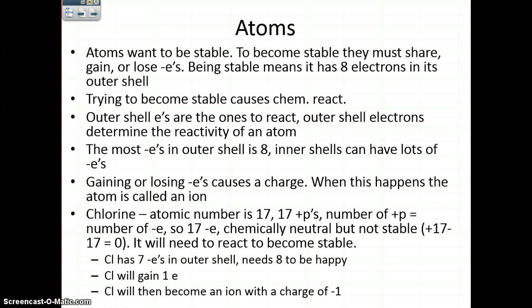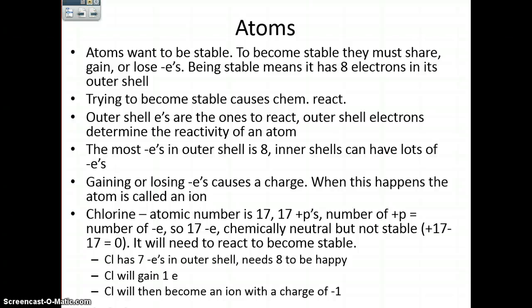Gaining or losing electrons will cause that atom to have a charge. When this happens, the atom is known as an ion. So an ion is an atom with a charge. Well, think about it. If you had an element, and let's say it had 7 protons and 7 electrons, so it's a positive 7, negative 7, and it wants to gain some electrons, it is gaining negatives. Let's say it will gain 1 electron. It's going to gain a negative, like gaining a negative friend, so it's going to have a charge of -1.